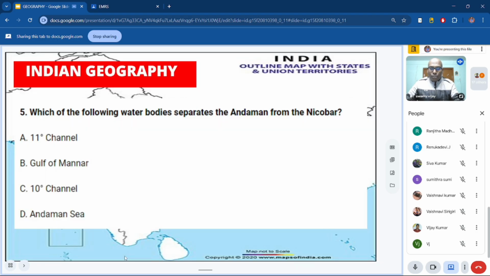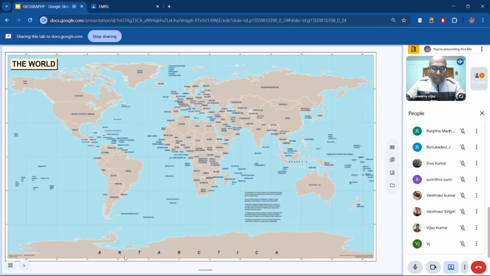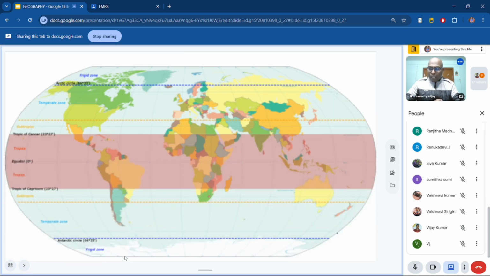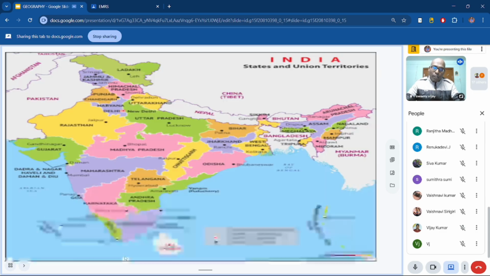Now let us go to the world map. So this is world map. India is a subcontinent and India is a peninsula. Island means which covers 4 sides water, peninsula 3 sides water. Let us move to the next part slowly. And this is also another map, world map.